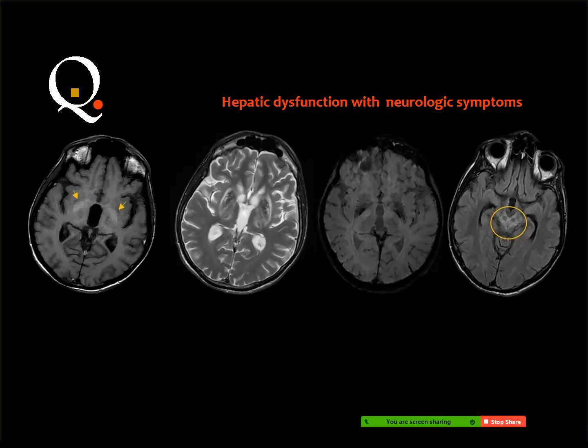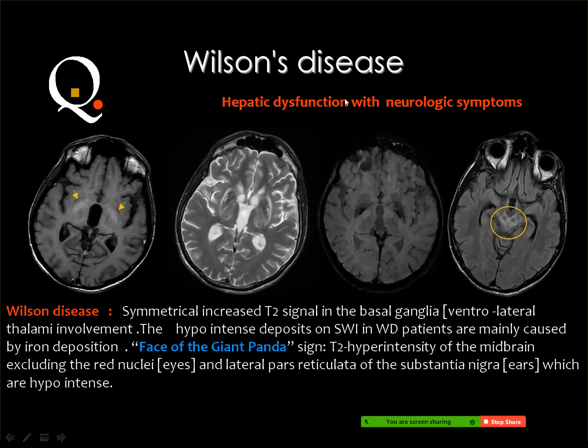Panda sign. What does this sign mean? Hepatic encephalopathy. Very good. And this is Wilson disease due to the hepatic encephalopathy.